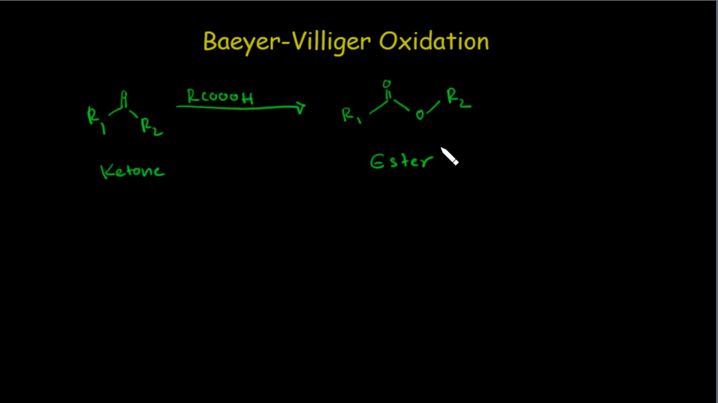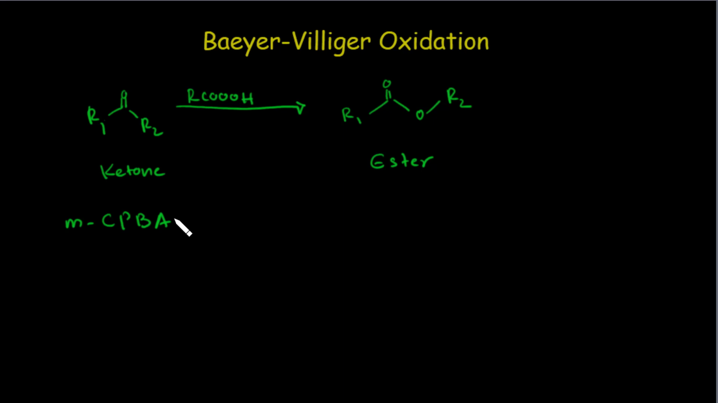Hello everyone, in this video I am going to talk about the mechanism of Baeyer-Villiger oxidation. Actually this is a very simple reaction. Normally we have a ketone, or sometimes an aldehyde. We can convert this ketone to an ester using this kind of peroxide. So this is a very simple reaction. For this kind of peroxide, generally people use MCPBA.